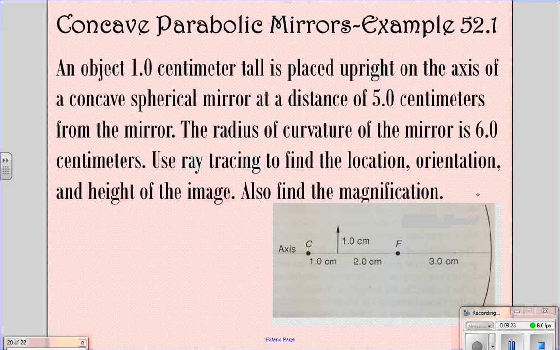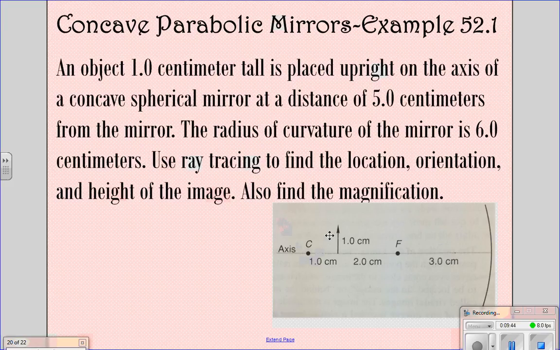So we start off by making our curve for our mirror. Then we have our principal axis here. And so we put our F, that's our focus. We don't know exactly where it is yet. We put our C for the center of the sphere.